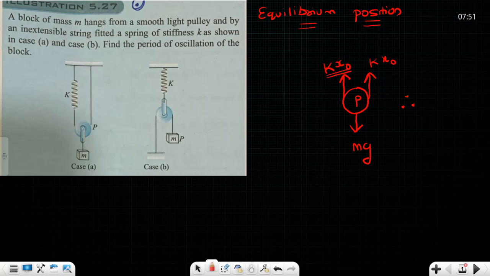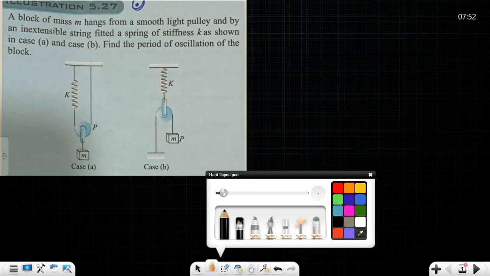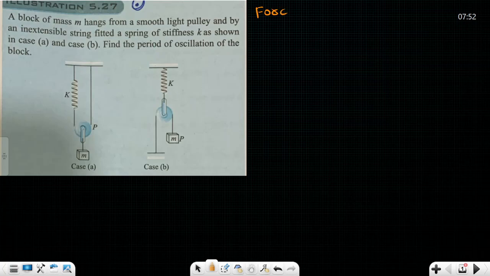Therefore at equilibrium position, 2kx0 is equal to mg. This should be very clear for you. What is happening in equilibrium position? Okay, now if this is clear, I will go for the further explanation. Let me first use the force method, the restoring force method.